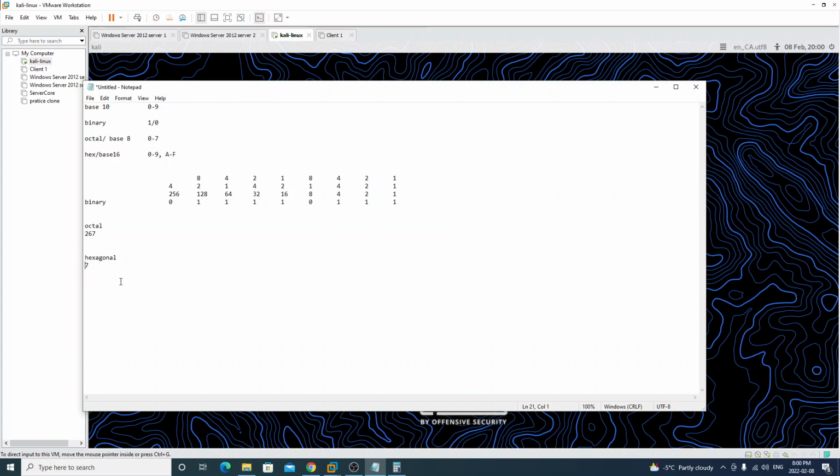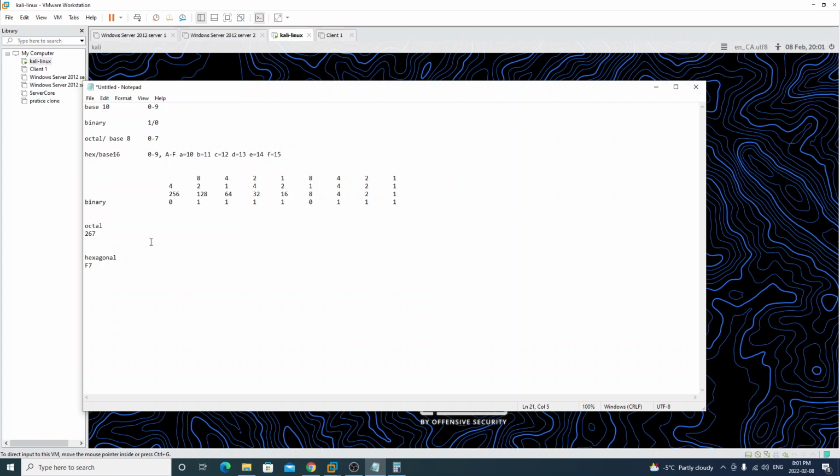Now, for 15 in hexadecimal, we don't just put 15, because 15 is 2 numbers. So for our hexadecimal, if you remember, we have 0 to 9, and then we have A to F. Each letter stands for a number. So A equals 10, B equals 11, C equals 12, D equals 13, E equals 14, and F equals 15. So because we have 15 as our last value, it would actually be F7. And that would be our hexadecimal value.